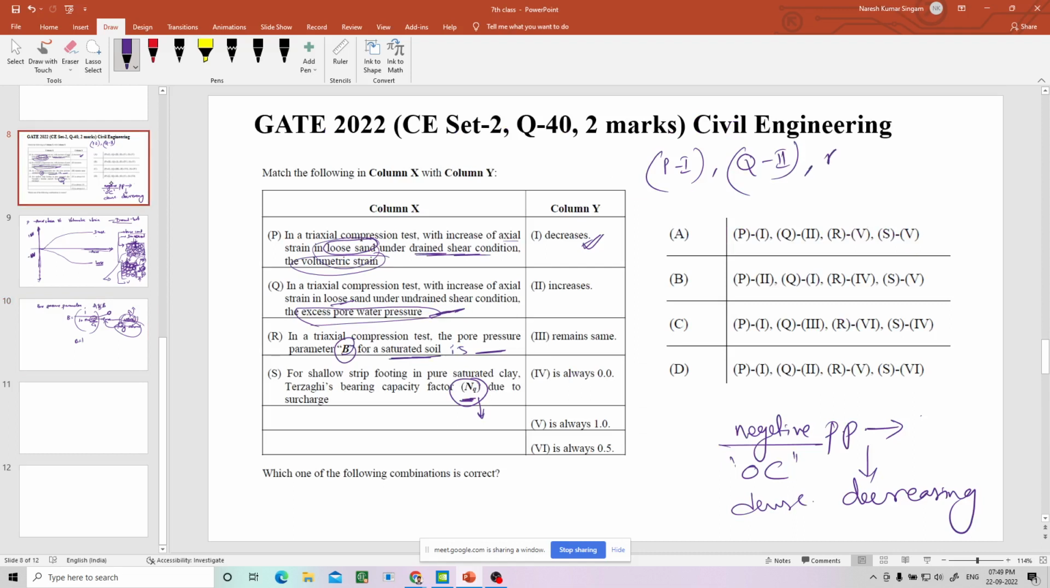So you can say R is 5. And another one, you just have to remember this: whenever you are taking purely saturated clay, the bearing capacity factor Nq is 1, whereas Nc is 5.14 and N gamma is 0. These three are bearing capacity factors for purely saturated clay. So what is this? Again 1, so S is again 5. So the option is A: P1, Q2, R5 and S5.